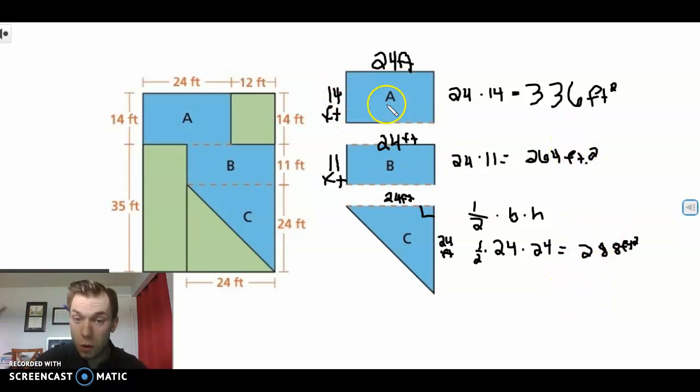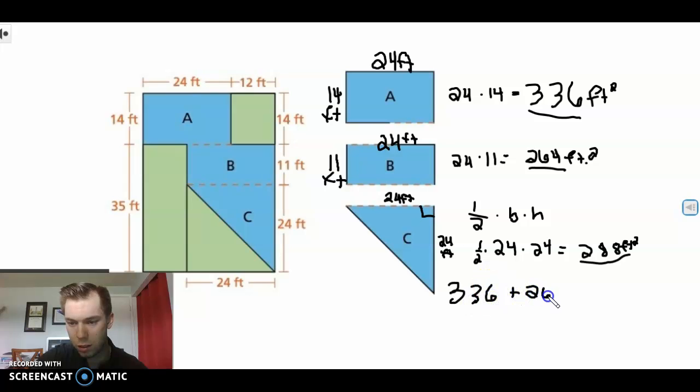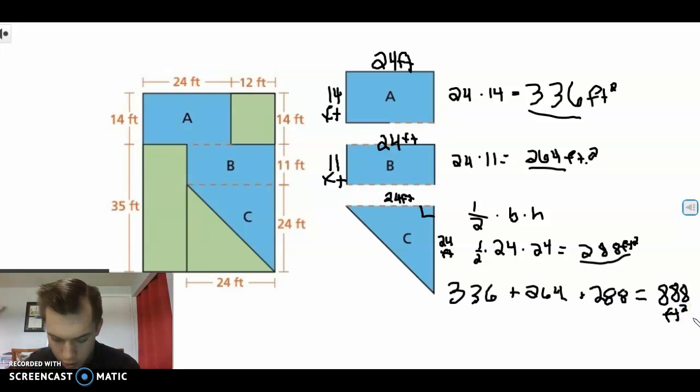So, to find the total area of the non-green space, we're then going to add these three areas together. So we have 336 plus 264 plus 288. And when we do that, we get a grand total of 888. And then I ran out of room for my units, so I'll put them right down here. 888 feet squared. And that's just the area of the non-green space.